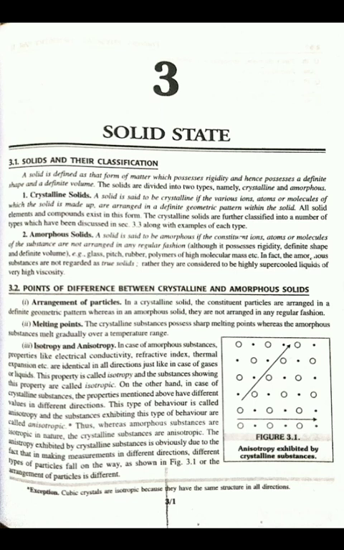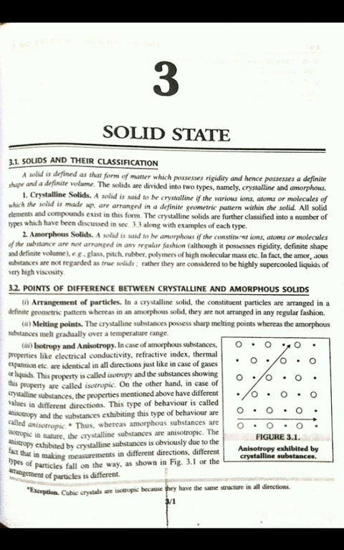The crystalline solids are further classified into a number of types which have been discussed in section 3.3 along with an example of each type. Second, amorphous solids. A solid is said to be amorphous if the constituent ions, atoms, or molecules of the substance are not arranged in any regular fashion, although it possesses rigidity, definite shape, and definite volume. Example: glass, pitch, rubber, polymers of high molecular mass, etc. In fact, the amorphous substances are not regarded as true solids. Rather, they are considered to be highly supercooled liquids of very high viscosity.